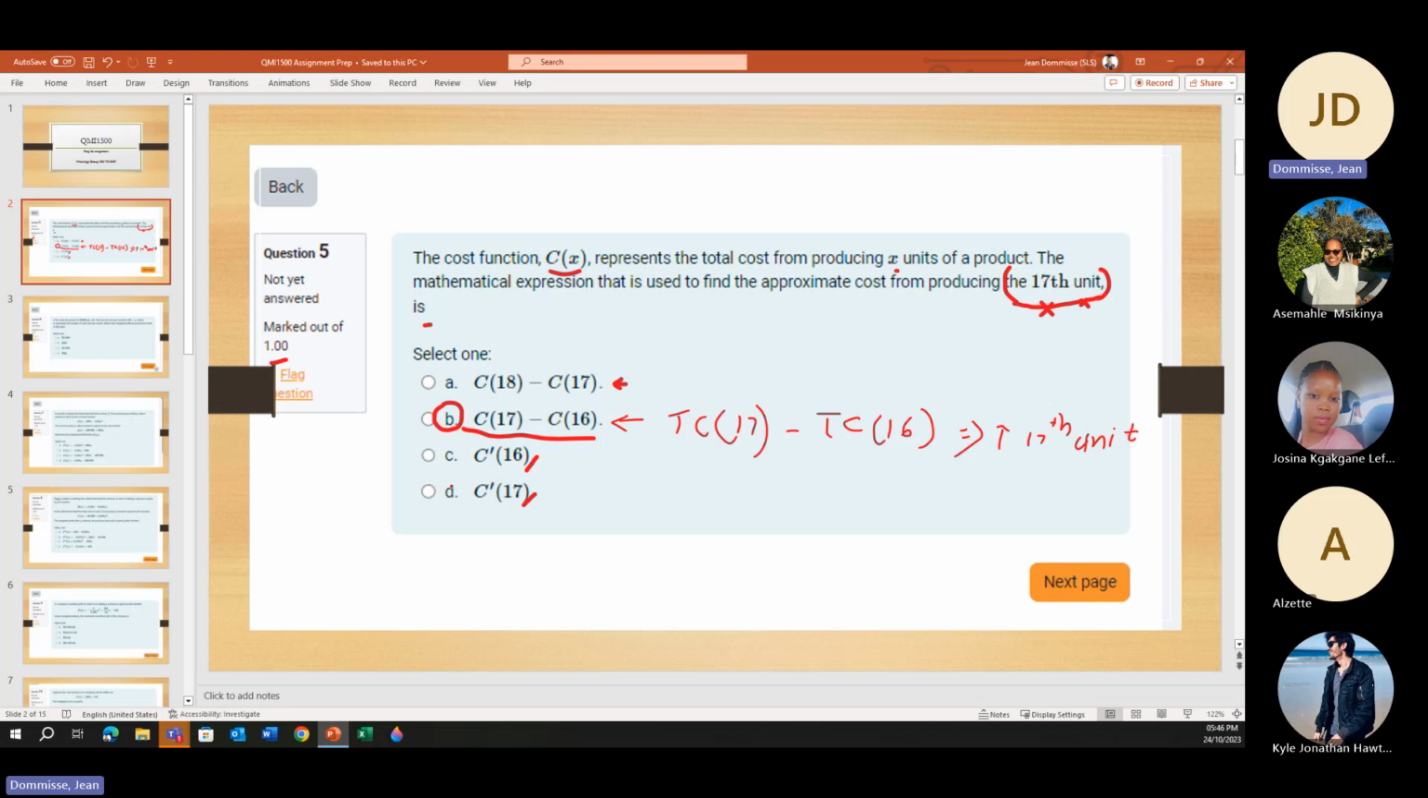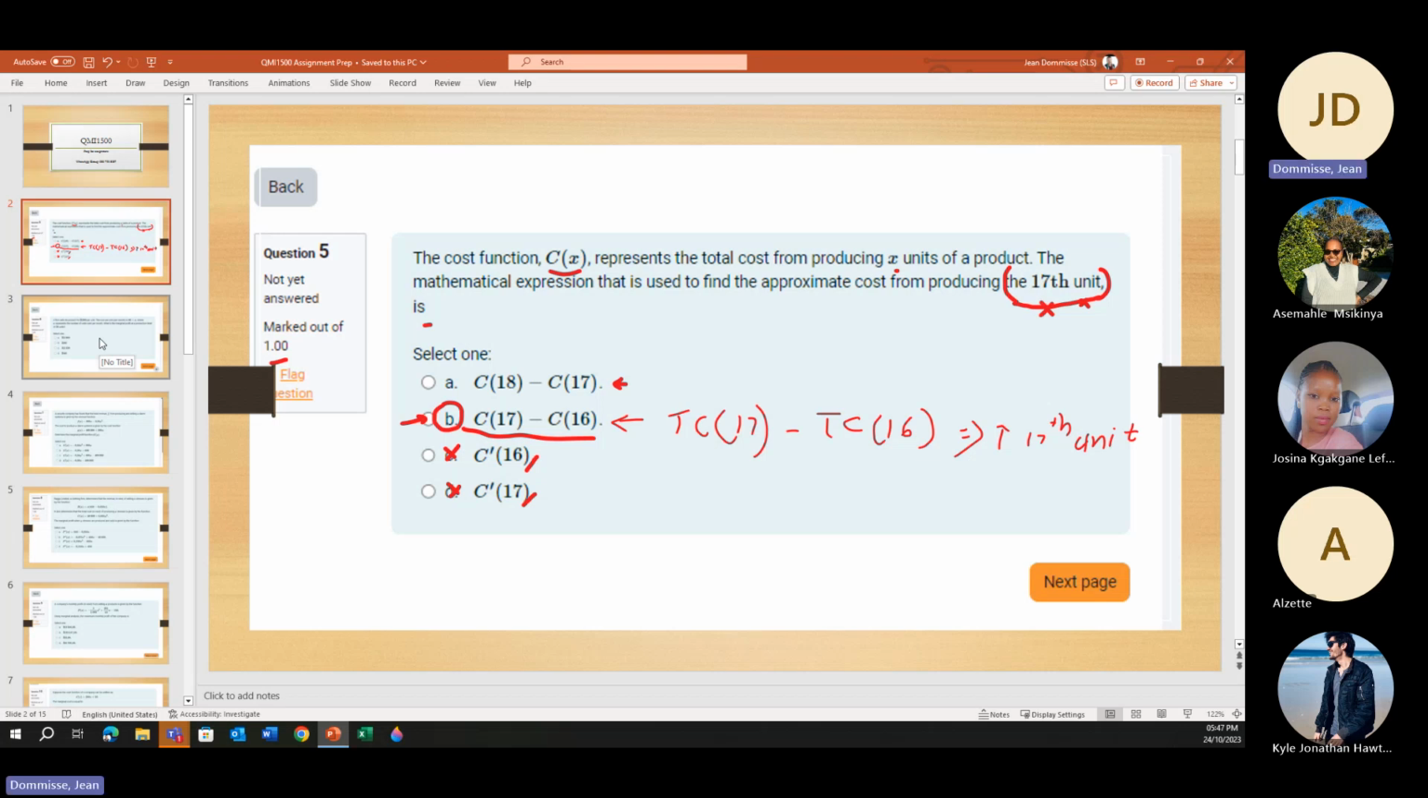Okay, so answer D was incorrect. Hi Kyle, no, don't worry. That's what Josh also said. That one was wrong. So if that one is wrong, that one will also be wrong. This one will give you looking at unit 18. So then it must be option B. Okay.